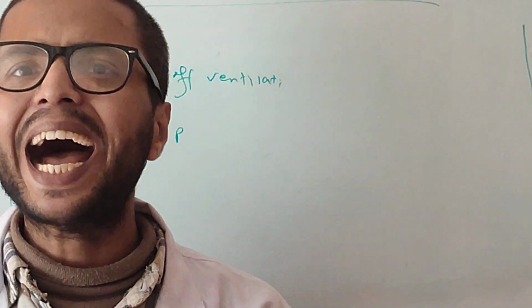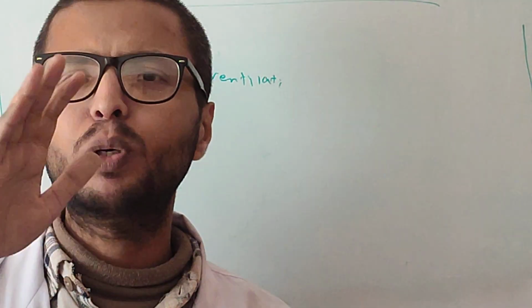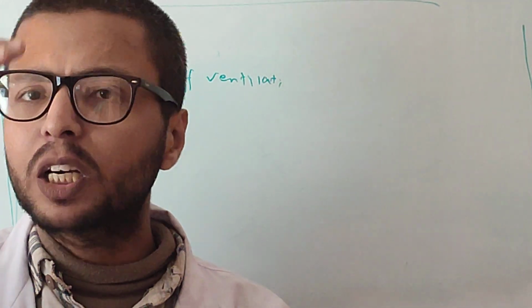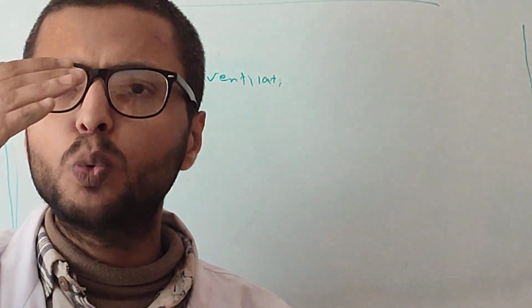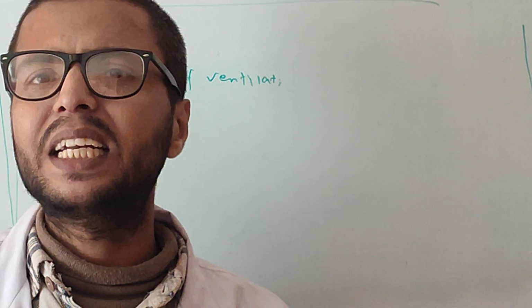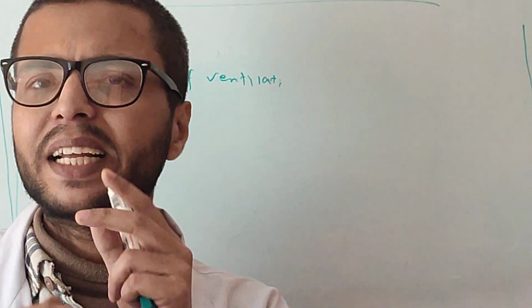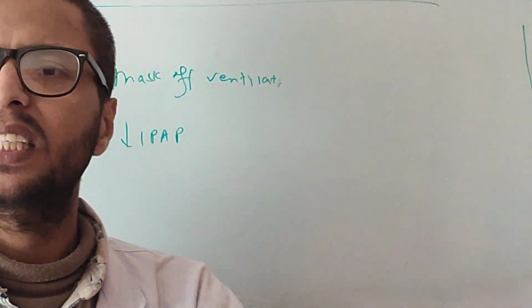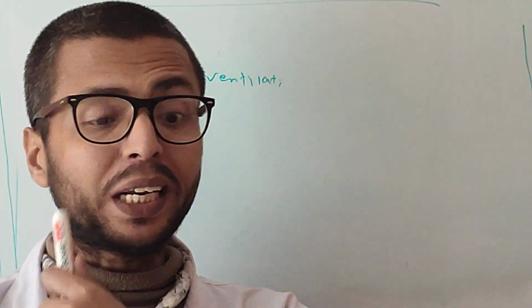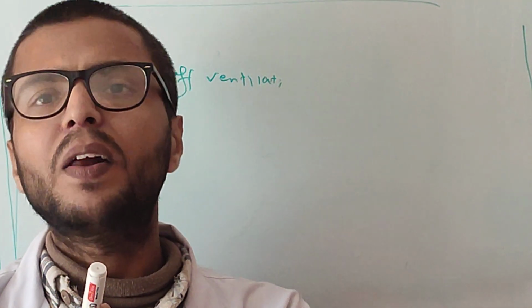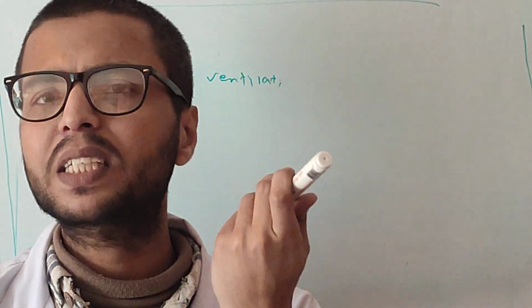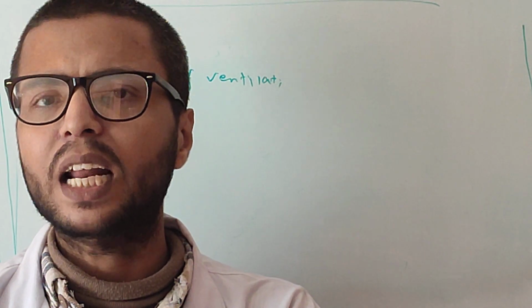Another is decreasing IPAP. So you gradually decrease IPAP. Let's suppose your initial IPAP was 14, you decrease it to 12, you decrease it to 10, and come to the minimum IPAP and see the clinical status and ABG status of the patient. If there is no increase in work of breathing, if the ABG is improving, then you can consider that now the patient can be weaned off the NIV.